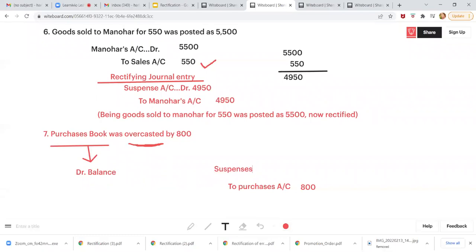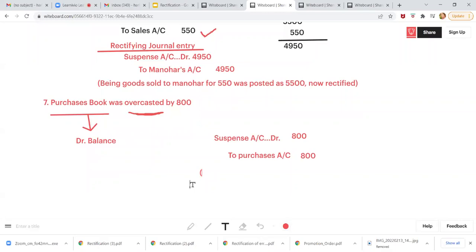So here suspense account debit with the amount of 800, right? So here we will write the narration as being the overcasting of purchases book now rectified.